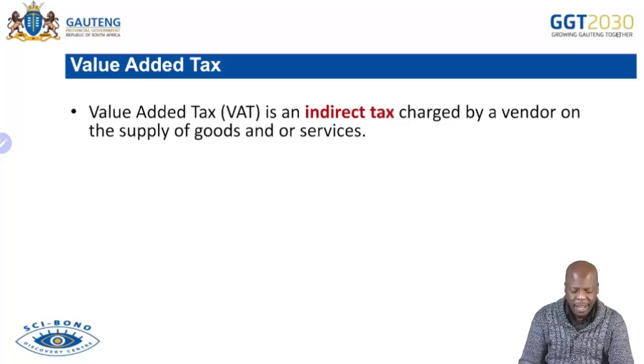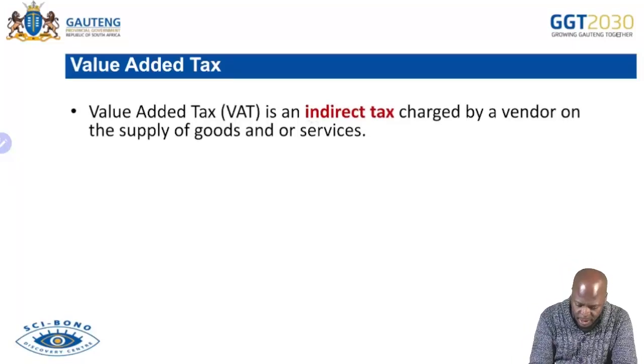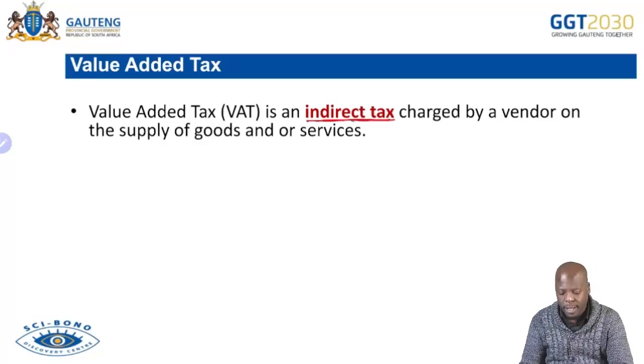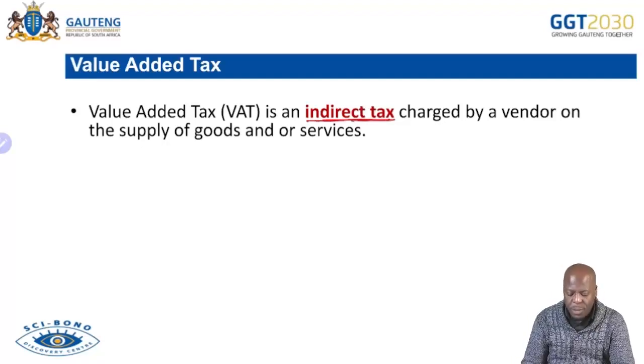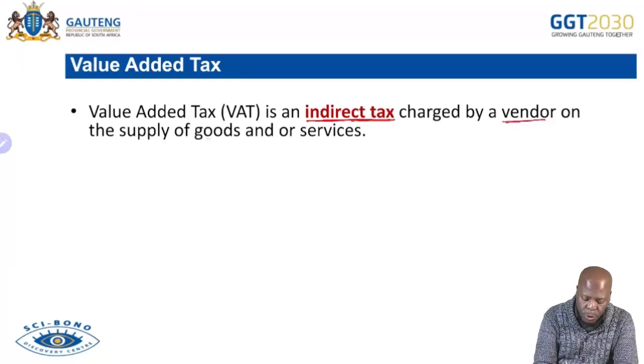What is value-added tax? Value-added tax is an indirect tax. It is important that we indicate that this is an indirect tax that is charged by a VAT vendor on the supply of goods and services. So what we have to take from this definition is that it is an indirect tax which is charged by a vendor on the supply of goods as well as services.